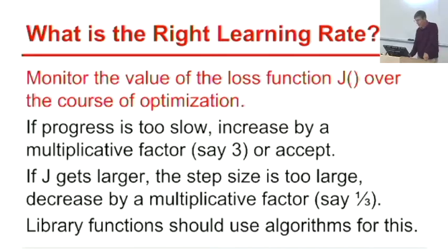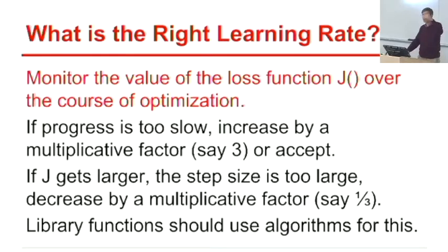One way they often do these things is you look to see how fast the error function is going down as you take a bunch of steps. If you're not happy with the rate at which it's going down, if it's too slow, maybe you multiply the step size by 3 and then keep going, or you accept the answer, because if it's not making progress, then maybe you're near the end. Another possibility is that if you see the function jumping around too much, that's a sign that you're overshooting.